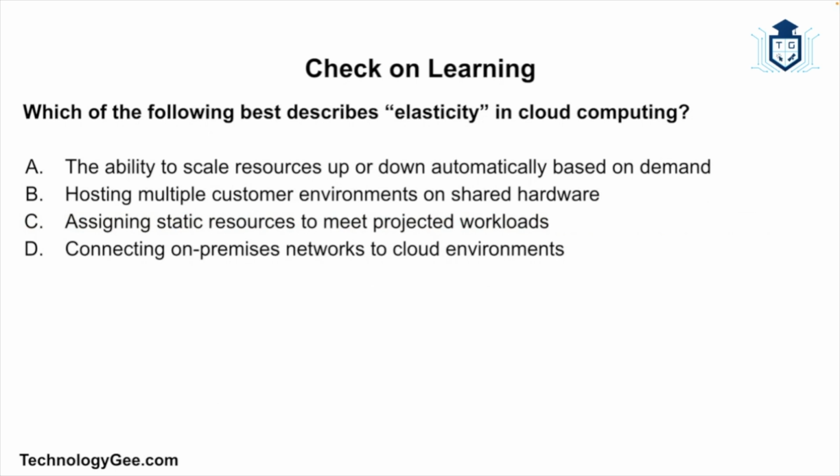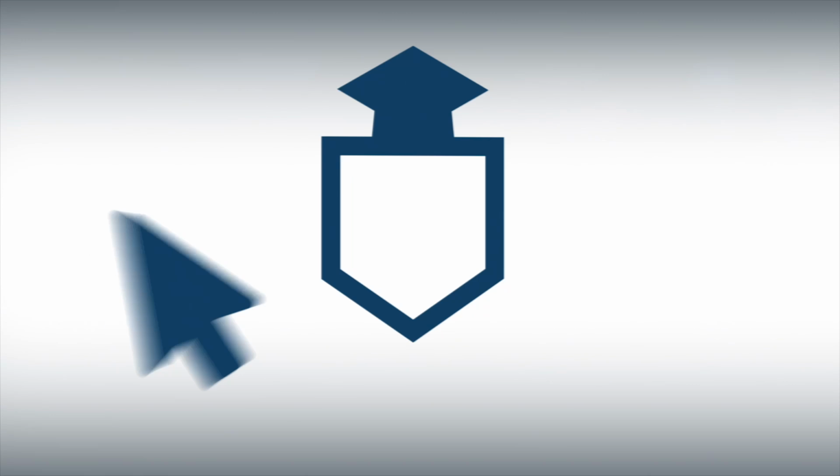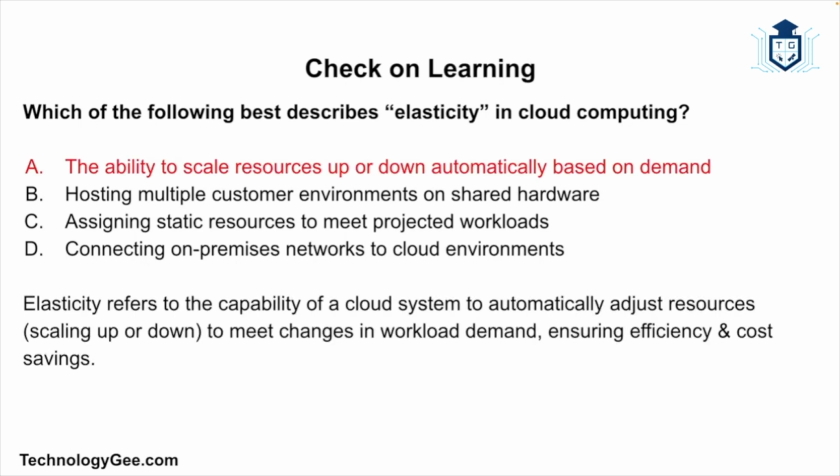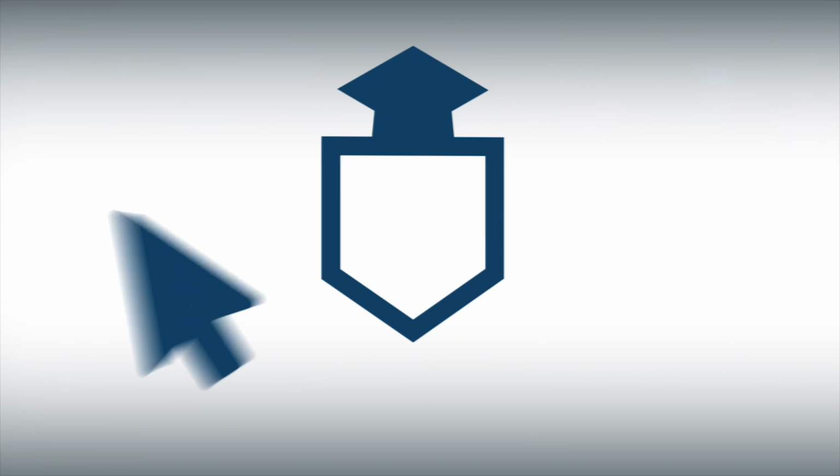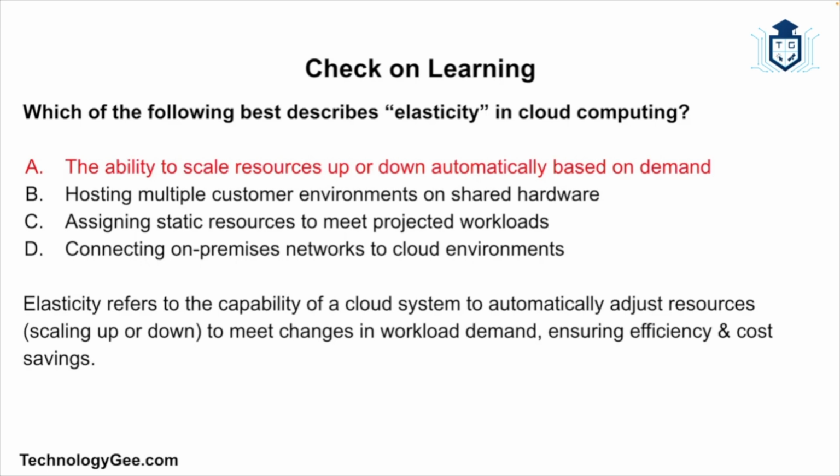Next question. Which of the following best describes elasticity in cloud computing? Is it the ability to scale resources up or down automatically based on demand? Is it hosting multiple customer environments on shared hardware? Is it assigning static resources to meet projected workloads? Or is it connecting on premises networks to cloud environments? And the correct answer is it is the ability to scale resources up or down automatically based on demand. So, elasticity refers to the capability of a cloud system to automatically adjust resources up or down to meet changes in workload demand, ensuring efficiency and cost savings.